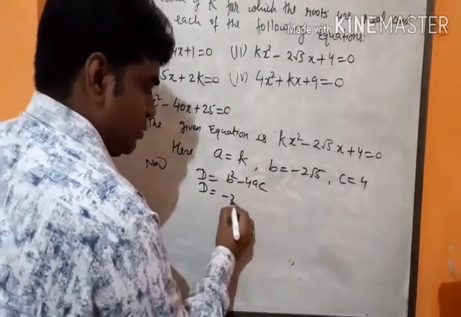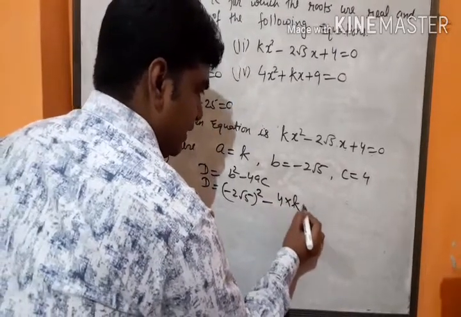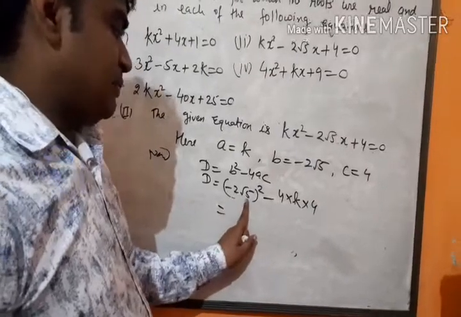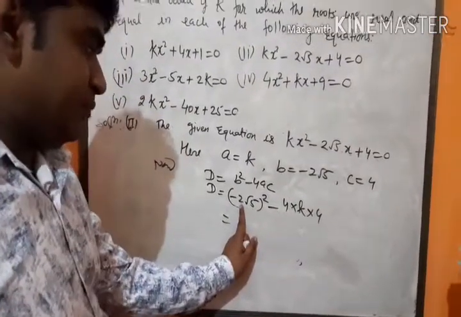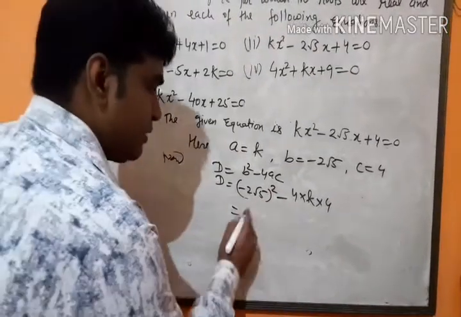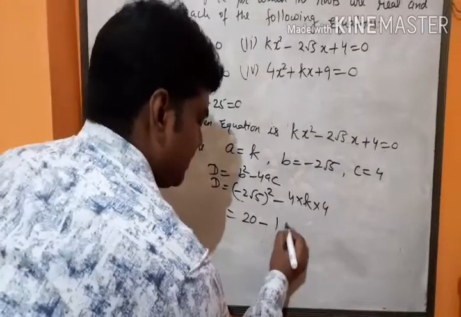b is minus 2 under root 5 whole square minus 4 into k into 4. Here minus 2 root 5 whole square: 2 square is 4, root 5 square is 5, this gives 20. So D is 20 minus 16k.